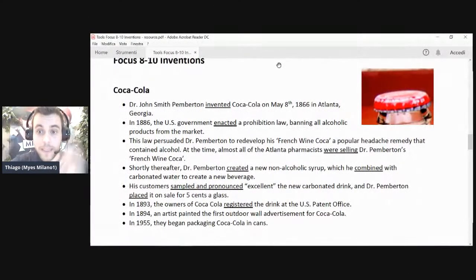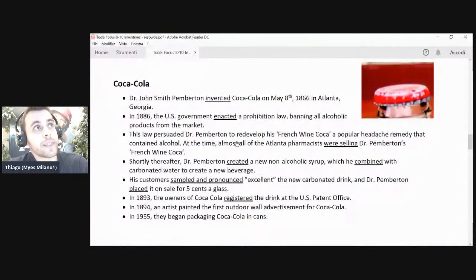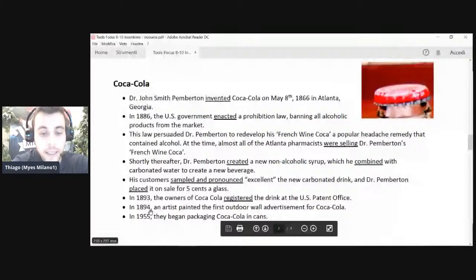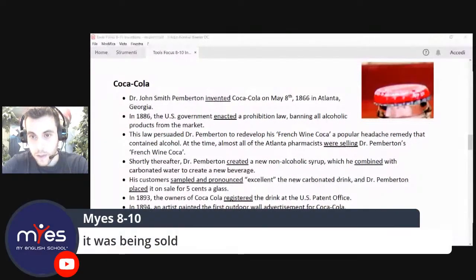Okay, so Paula, you asked me to repeat the third one. So right over here. We would use the passive basically just for the second half, right? So: at the time, Dr. Pemberton's French Wine Coca was being sold by almost all of the Atlanta pharmacists. So we would basically use the past continuous in this case. So it was being sold. I'm going to write it down as well. It was being sold. Here you go. I'm going to put that on the screen.